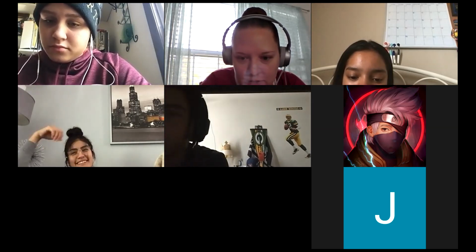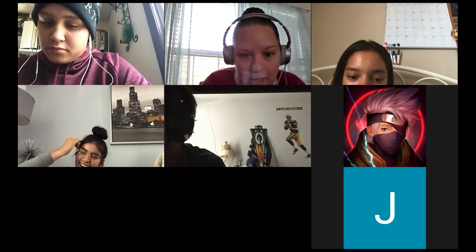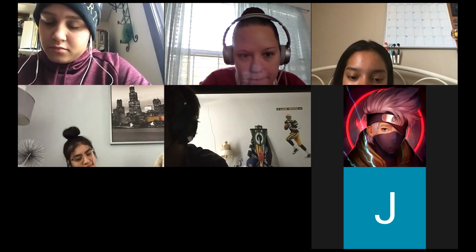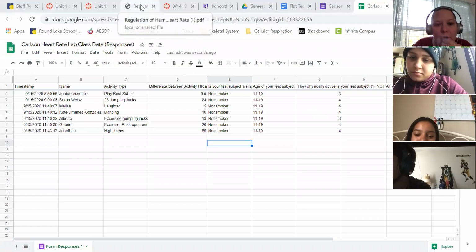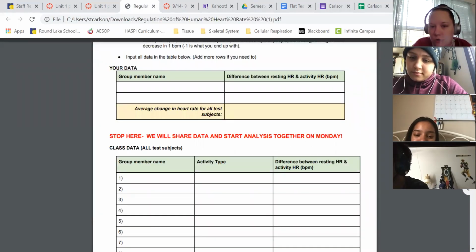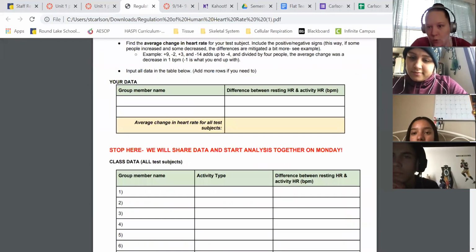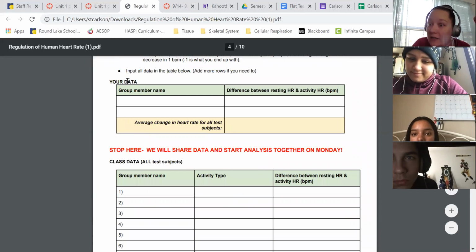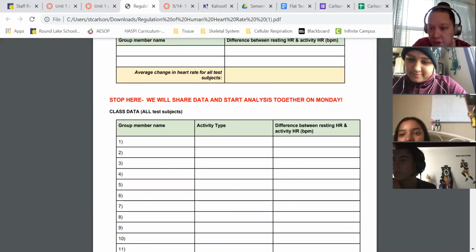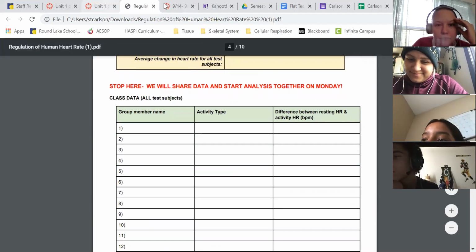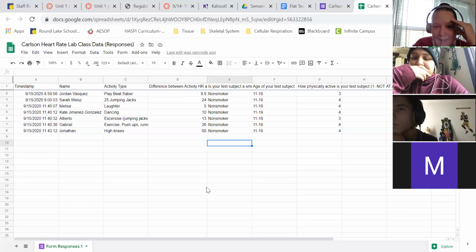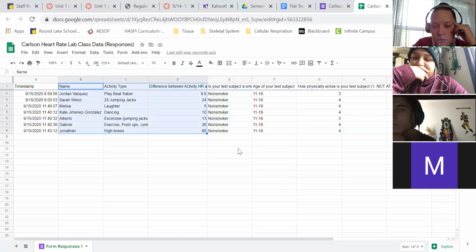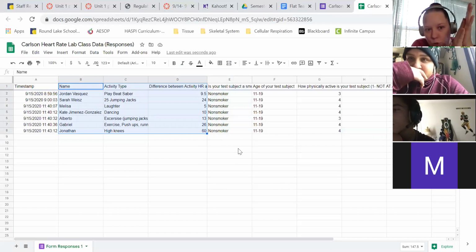Anybody else? Last call for data. Otherwise, I'm going to screen share so that we can all write this data down. Okay, so where we are sticking this data: if you're double screening, if you're in your lab, hopefully you have your data right here in your data section. And then the class data, this is where you're going to include yourself, include your data, whether you list yourself as number 1 or not, I don't care. You are going to write the activity type and the difference, so you are writing these columns right here. Okay, so type those into your data.